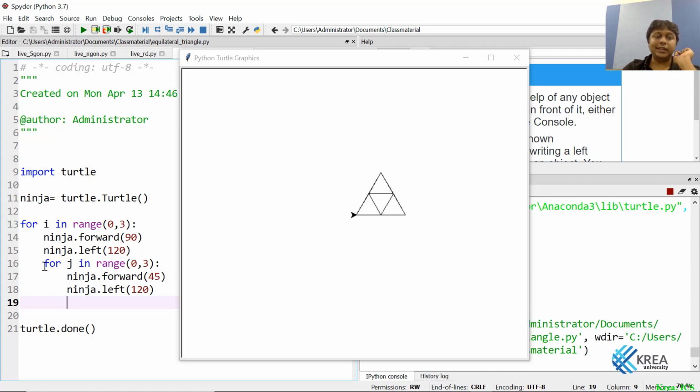And the important thing to notice here is that when you write another for command, you again have to indent the body further to the right of your for command, and the for command that you're nesting within the larger for command has to be indented within the body of the previous for command.